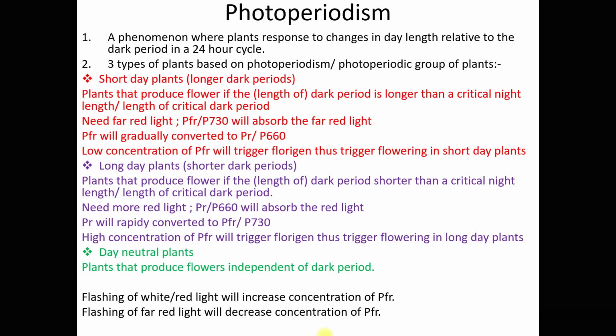Why does flashing of red light increase the concentration of PFR? Because when we flash a plant with red light, the plant's PR will absorb the red light. What happens after the PR absorbs the red light? The PR will convert into PFR. So what will happen to the concentration of PFR? It increases, obviously. So flashing of red light will increase the concentration of PFR.